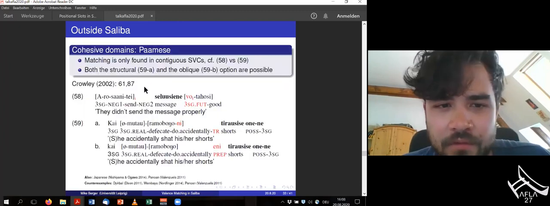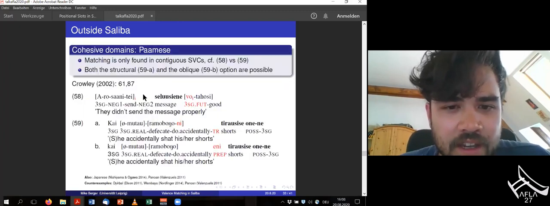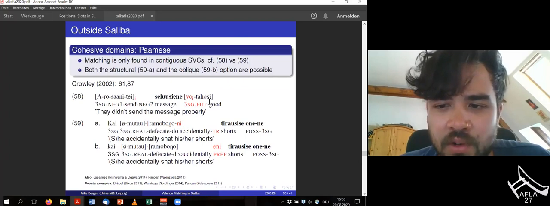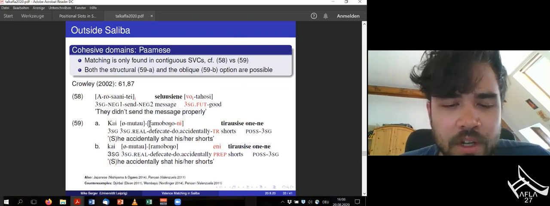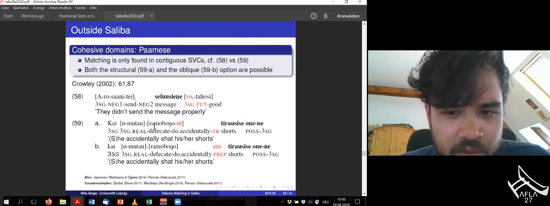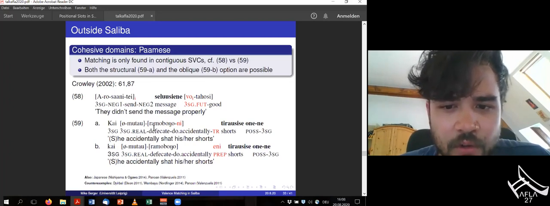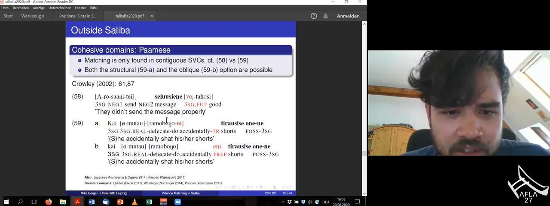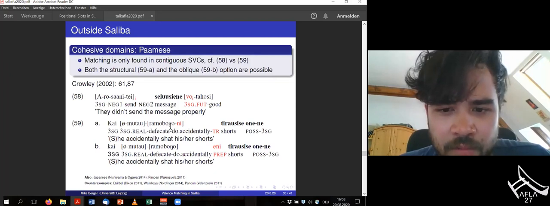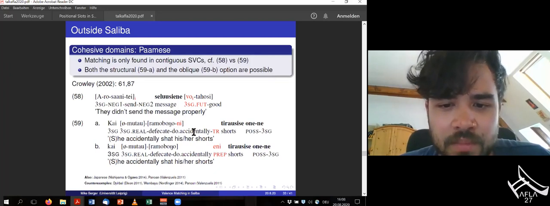So for example, we have a PAMIS example. In 58, we have a case of what's called ambient serialization. So we have an object surfacing between the two verbs, and we don't get any transitivization of the second verb. But once you have a nuclear layer serial verb construction where nothing can surface between the two verbs, you get exceptional transitivization of the latter verb, okay? And in this case, both the structural and oblique options are possible.